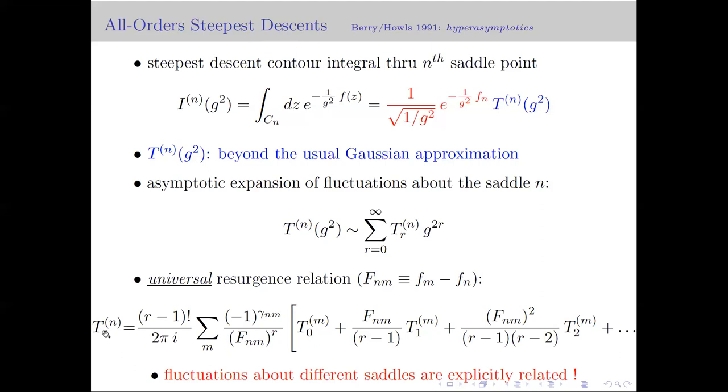At large order r, these coefficients of the fluctuations around the nth saddle point, absolutely generically, behave like r factorial. And then there are some corrections to that. There's some coefficient. And then there's another term which is going like (r-2) factorial, so slower growth. And then another term that's going like (r-3) factorial, et cetera. The interesting thing is that the coefficients of these successive terms involve powers of the difference, capital F is the difference of the action at the mth saddle point relative to the saddle action at the nth saddle point. So this is a sum over all the other saddle points, not the nth one, but all the other ones. And the amazing thing is that the coefficients in this expansion here are the coefficients of the expansion around the nth saddle point.